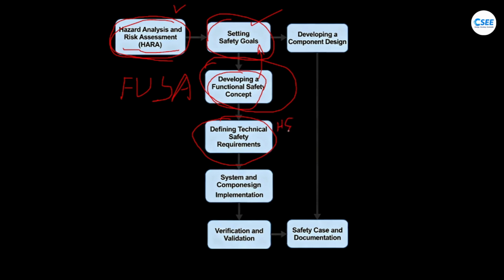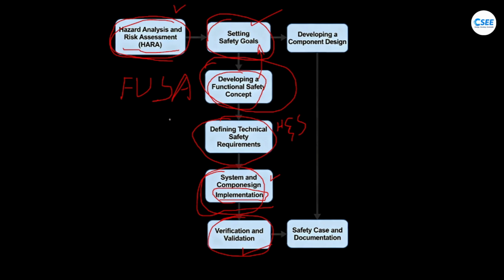After this comes system and component design, where requirements are broken down into detailed specifications for ECUs, sensors, actuators, and software modules. Next is implementation, where the coding and hardware development happen. Once everything is built, the system goes through verification and validation, which includes several levels of testing such as unit testing, integration testing, and hardware in the loop testing to ensure everything behaves as expected in real world scenarios.